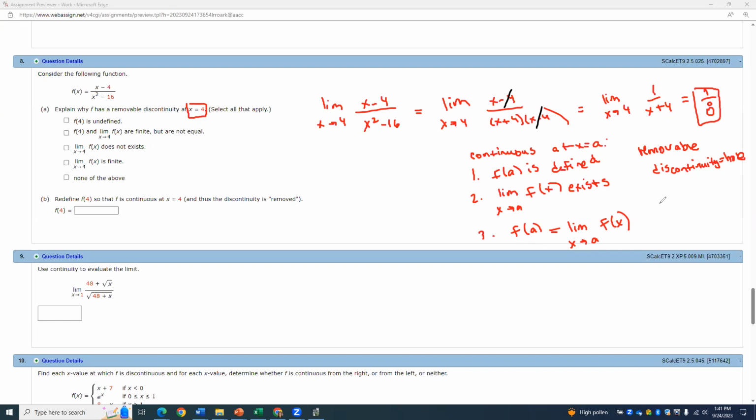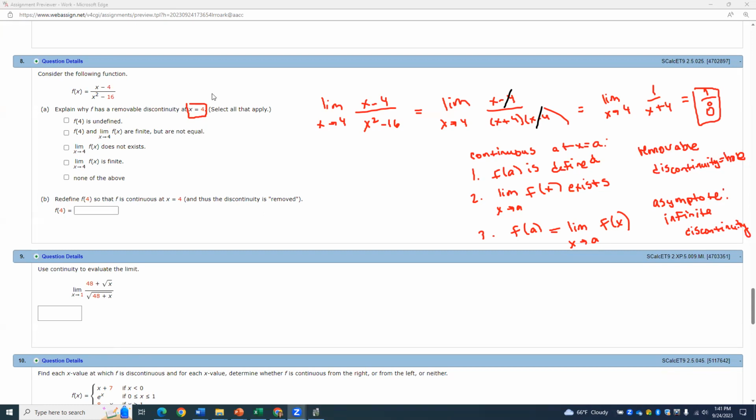If we were not able to plug in 4, then that would be the equivalent of an asymptote, right? An asymptote is like an infinite discontinuity, because it's either going up to infinity or to negative infinity, one or the other, or both, if approaching from the left is going up and approaching from the right is going down. Okay, so all that leads me to this problem.